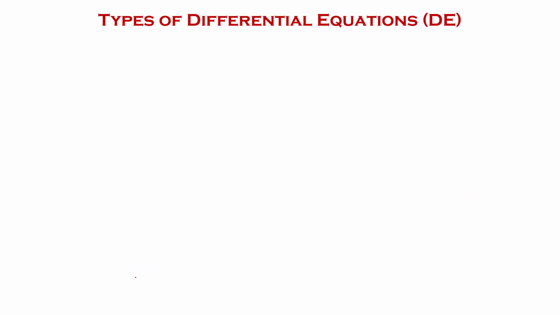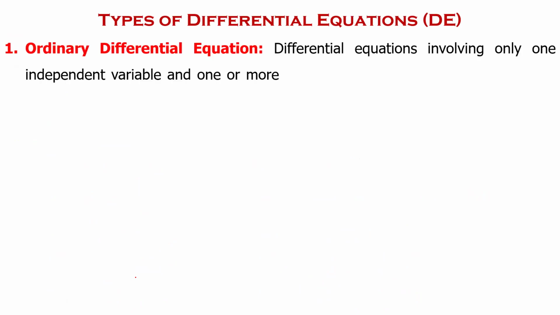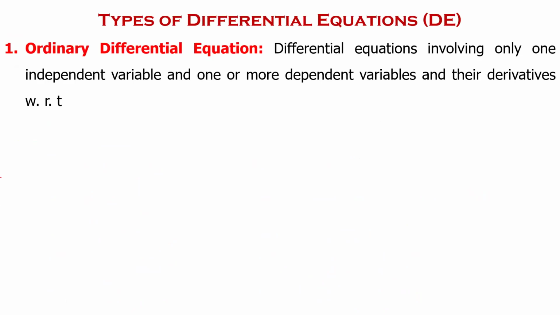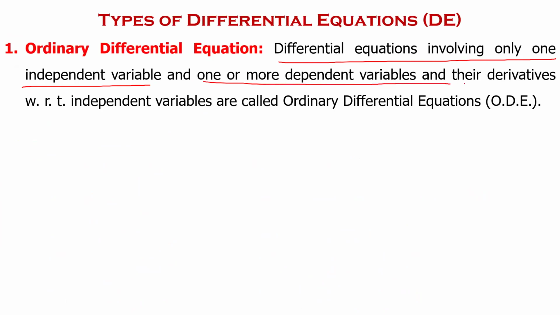Now let us see how many types of differential equations exist. There are two types of differential equation. The first one is called ordinary differential equation. Differential equations involving only one independent variable and one or more dependent variables and their derivatives with respect to the independent variable are called ordinary differential equations. So an ordinary differential equation is a differential equation in which there is only one independent variable present.